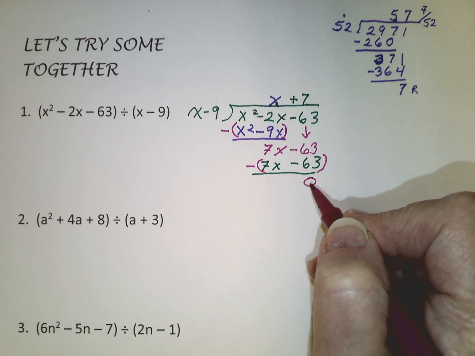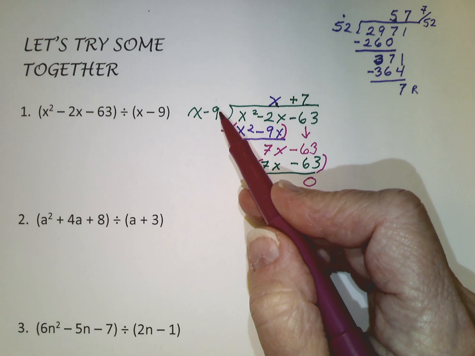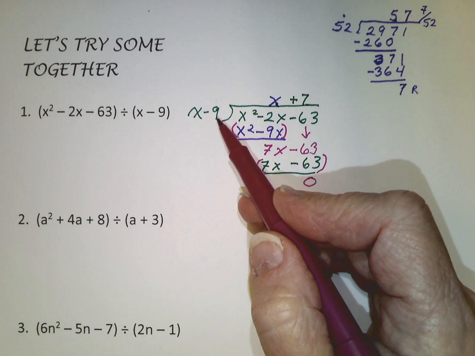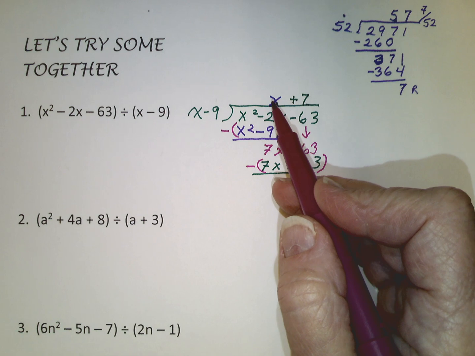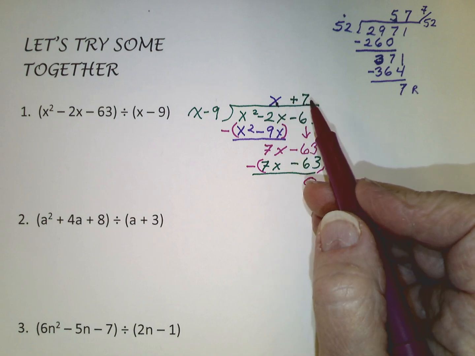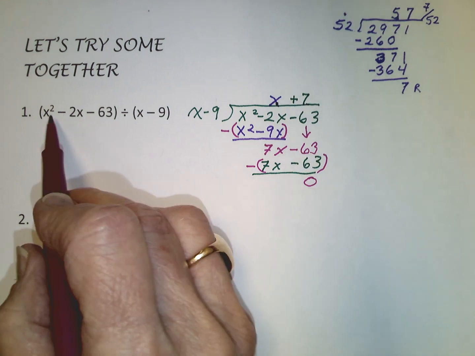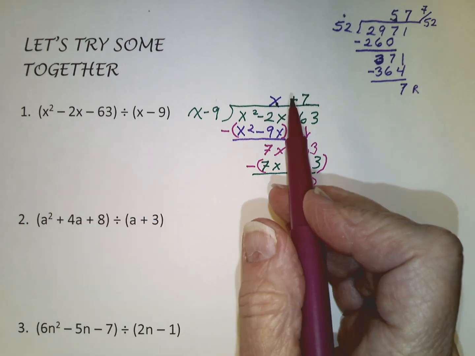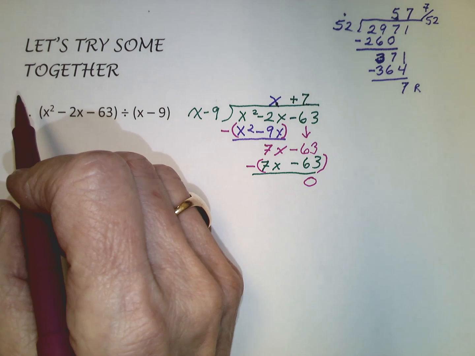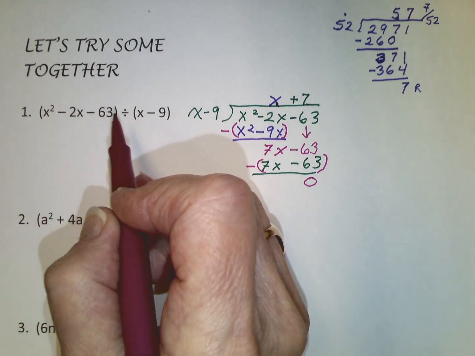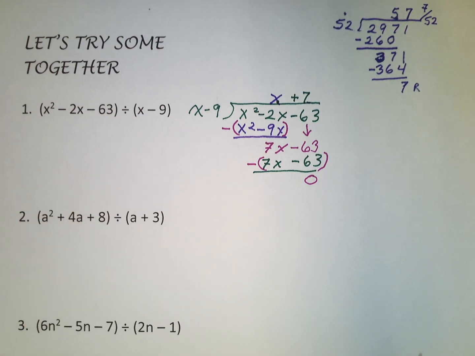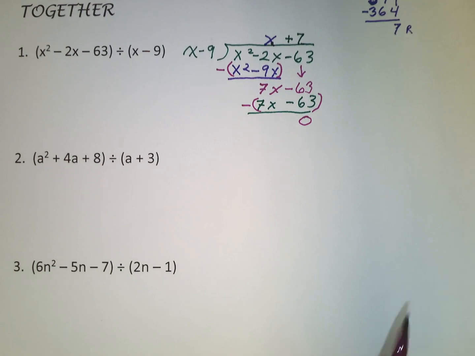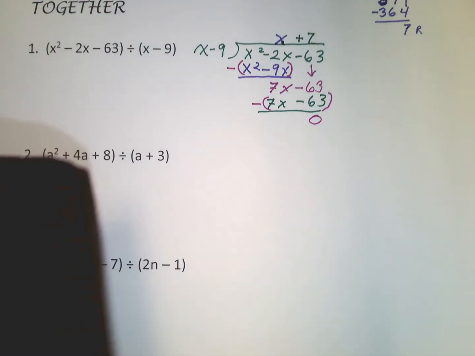That means this divided evenly, this is a factor. And not only is it a factor, so is x plus 7 a factor. And a lot of you could have factored this in your head, that x minus 9 times x plus 7 is going to give us this x squared minus 2x minus 63. So we got another couple to work on here.